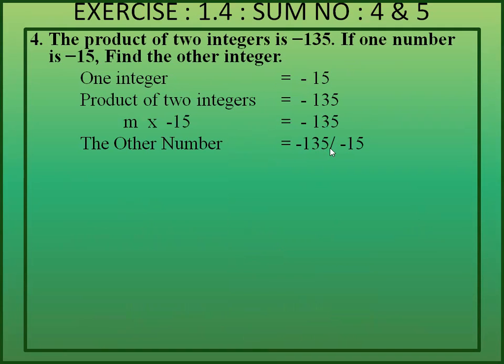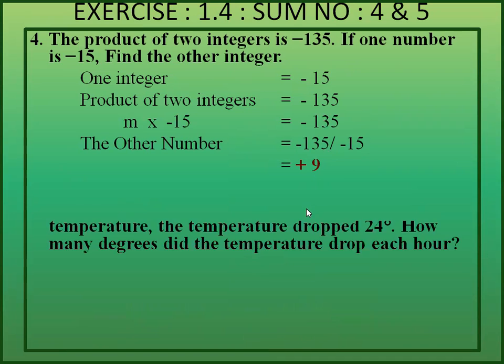So minus 135 divided by minus 15. Both have the same signs, so the answer will be plus. 135 divided by 15 is 9.